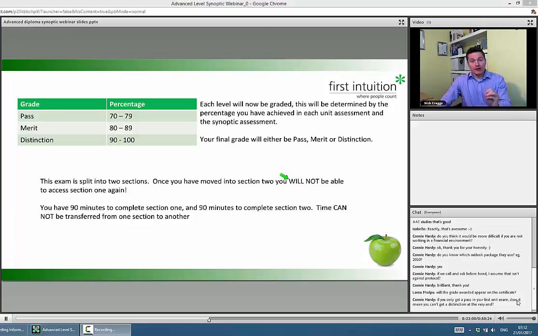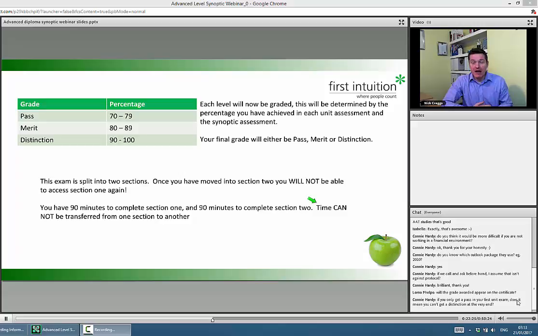So each section is 90 minutes long. The other thing I want to say is time cannot be transferred over from one section to another. So literally, they are like two 90-minute exams you'll be sitting concurrently. So if you finish section 1 in 80 minutes, those extra 10 minutes will not be added to section 2. You will still only have 90 minutes for section 2.